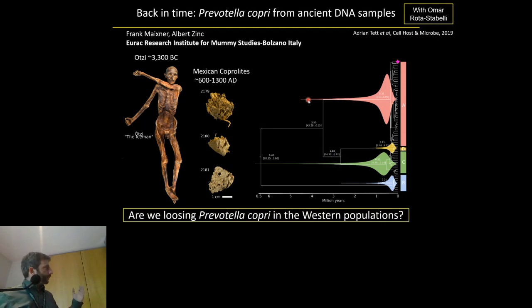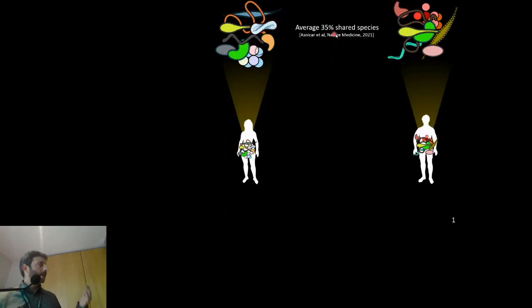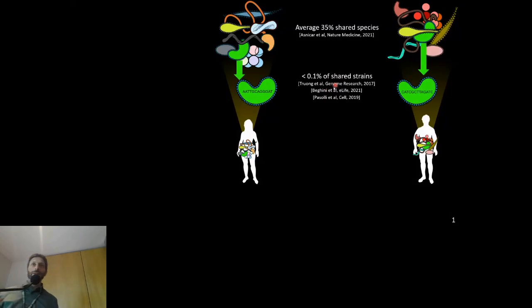All right, so I think I explained what our take-home messages are on these two aspects, on uncovering species level diversity and strain diversity. But there is more. I told you, well, I didn't tell you, but there was a slide showing that on average, two different individuals, for example in this room, may share around 35% of the species. I did show you a little bit more into the details that in terms of strains, what is shared is probably less than 1% for sure.